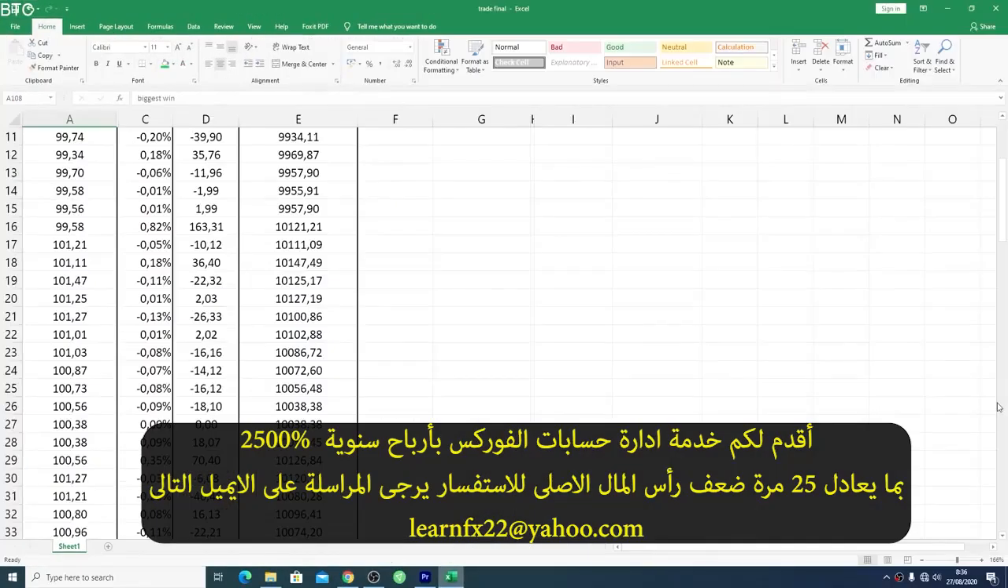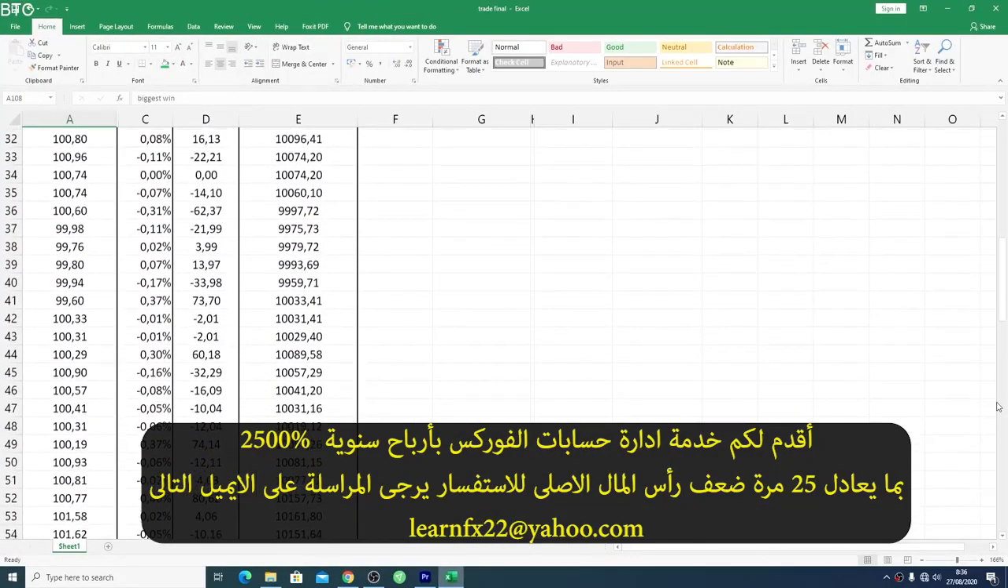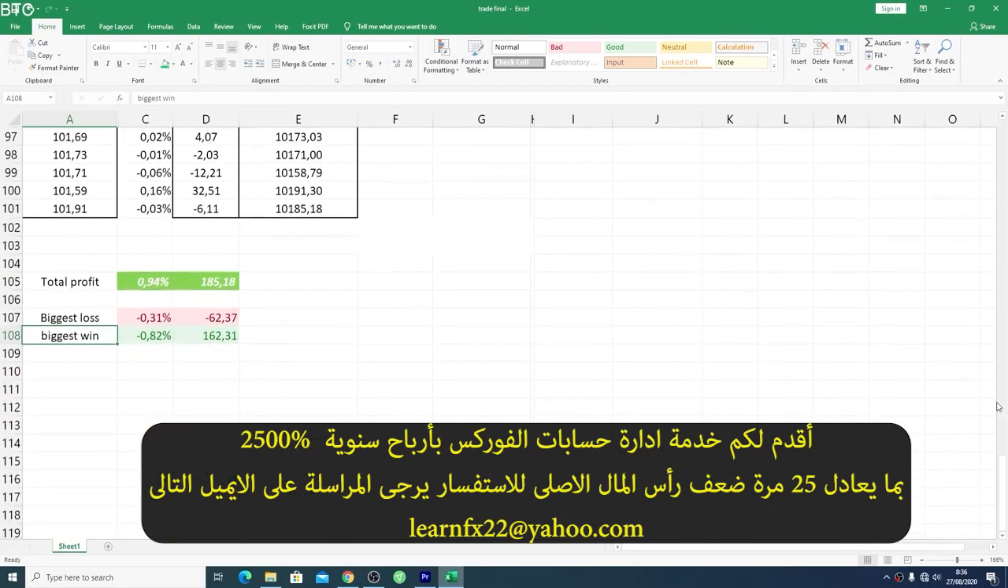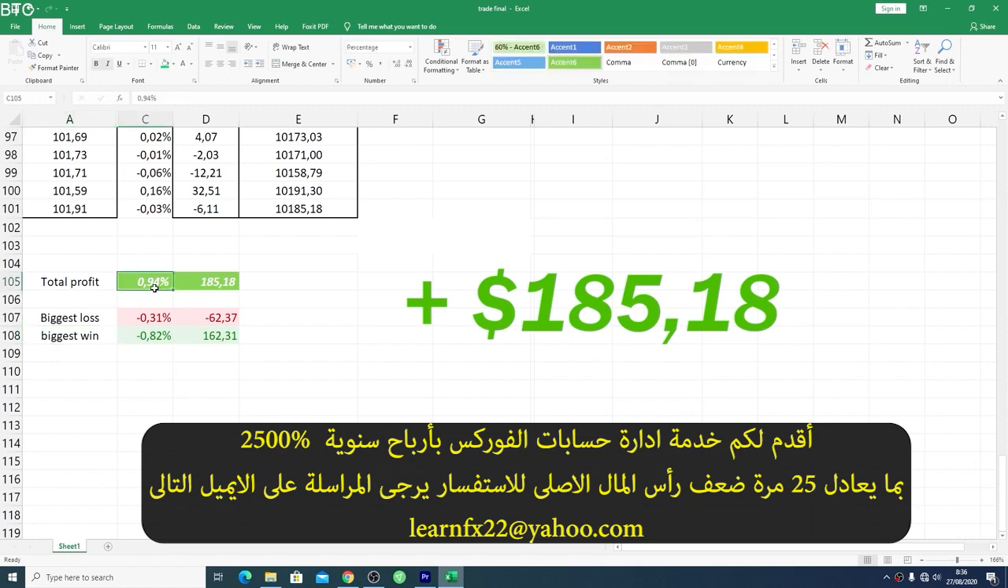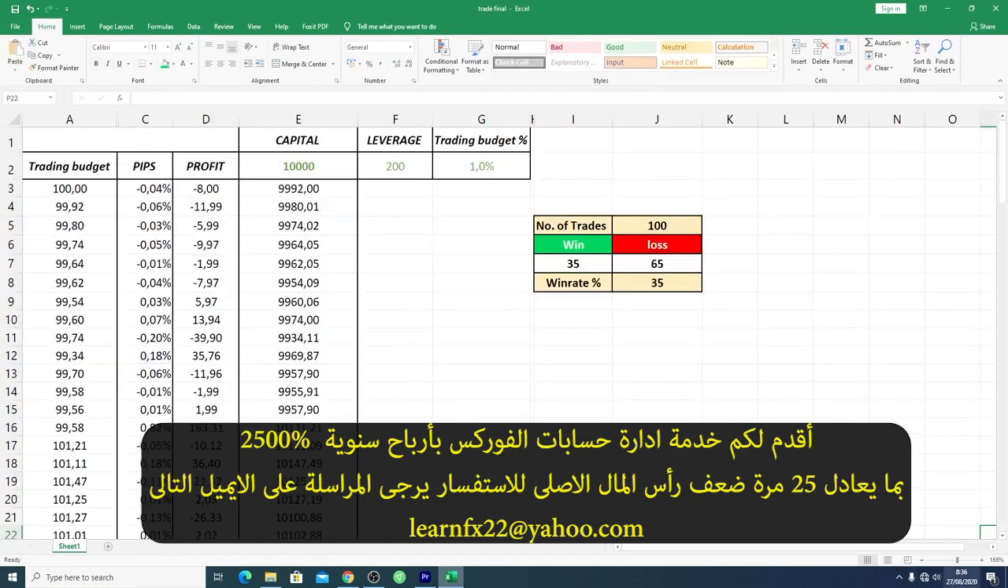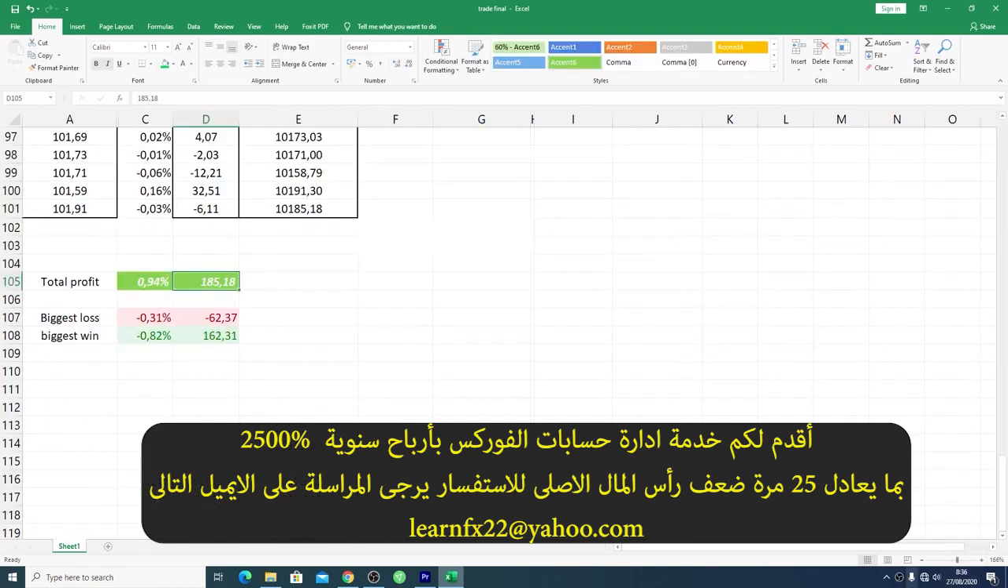So after testing the Ichimoku plus parabolic SAR strategy 100 times, here are the results. We made a total of $185.18, or about 94 pips using this strategy. But despite profiting, we managed to receive only a 35% win rate. Our biggest single trade win was $163, or about 82 pips, which is almost as much as our total profit, so we kinda got lucky there.